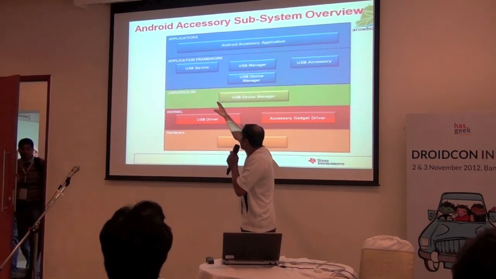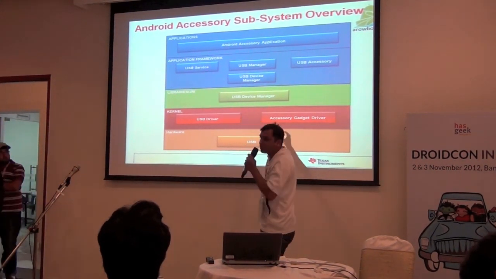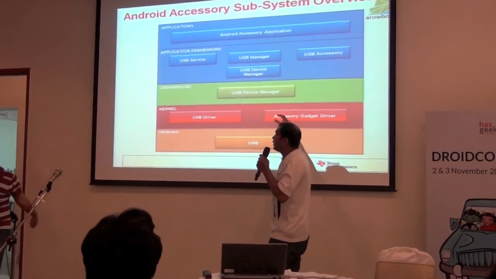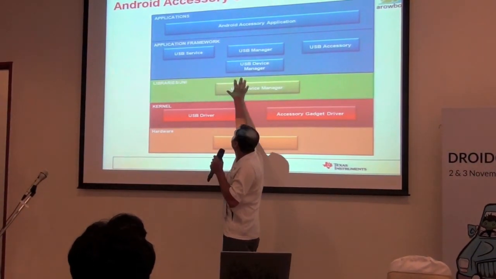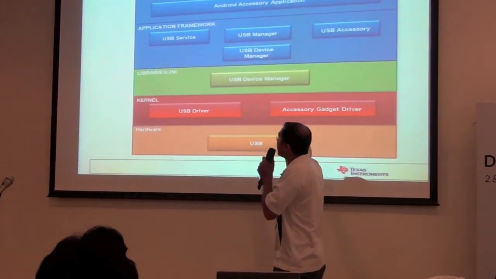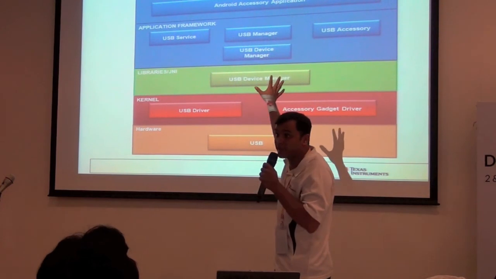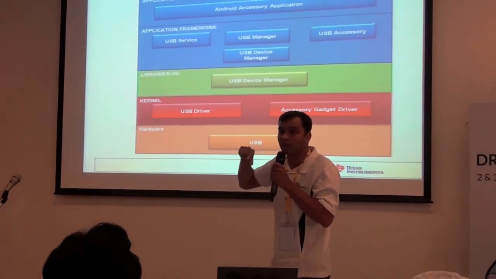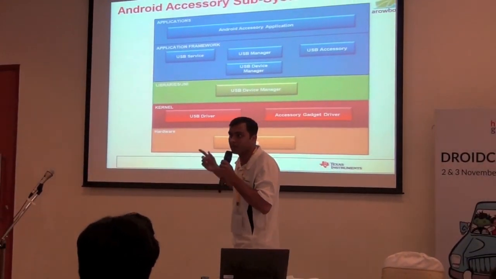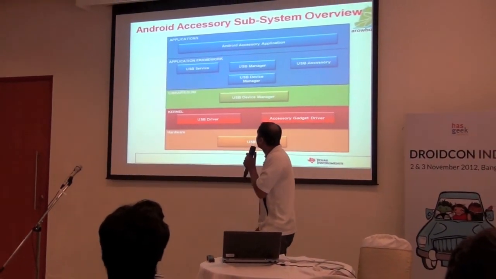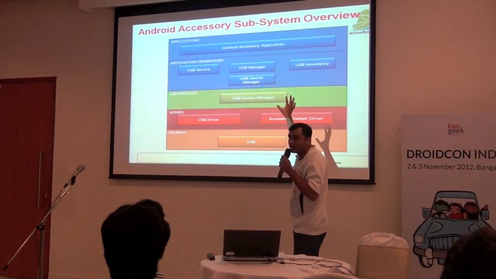The USB service in the application framework is mainly responsible for detecting the accessory. All the logic has been written in this framework USB service. It will detect an accessory and provide some APIs to write accessory applications: open accessory, open read-write descriptors, and write and read using those. I will not talk about how to write applications as such.